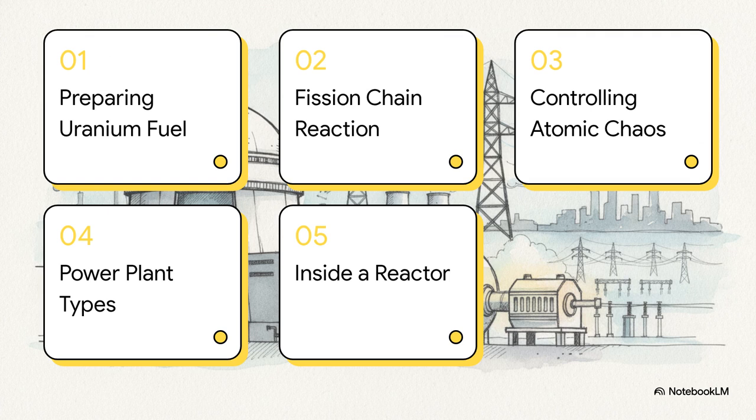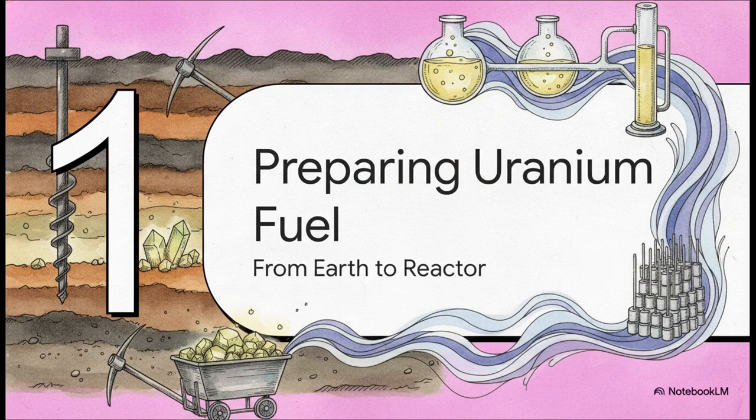To see how we get there, we'll follow this roadmap: preparing the uranium fuel, the fission chain reaction, controlling the atomic chaos, nuclear power plant types, and finally, a look inside a pressurized reactor. Let's get to it. Section 1.